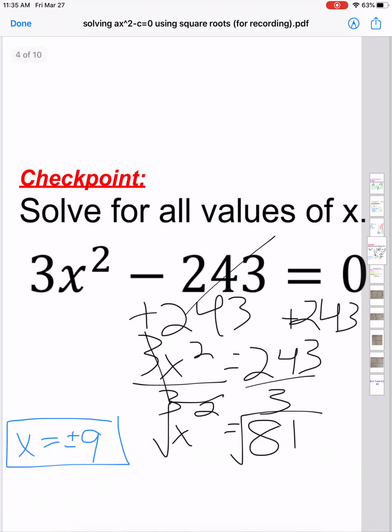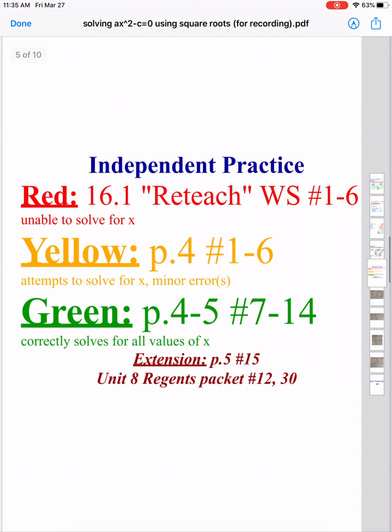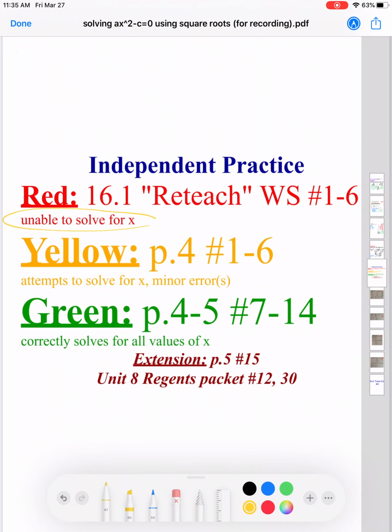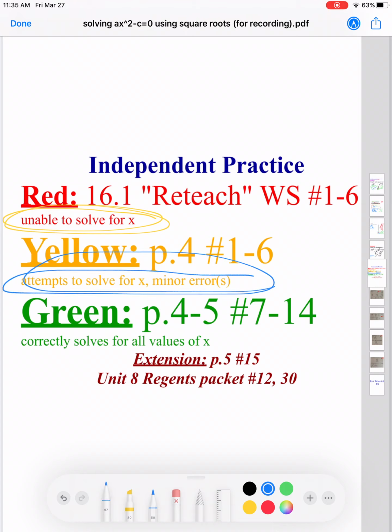Okay, so at this point, we're going to get into our independent practice. So I want you to think about how you just did with that checkpoint question. If you were unable to solve for x and really you couldn't do most of those steps that I just did to solve for x, I'd like you to go back to the assignment on Google Classroom and do question numbers 1 through 6 on the Reteach worksheet. If you tried to solve for x and maybe you made a minor error, so maybe you forgot the plus or minus sign or something else small, I'd like you to start with yellow. These problems are on page 4 in the packet.